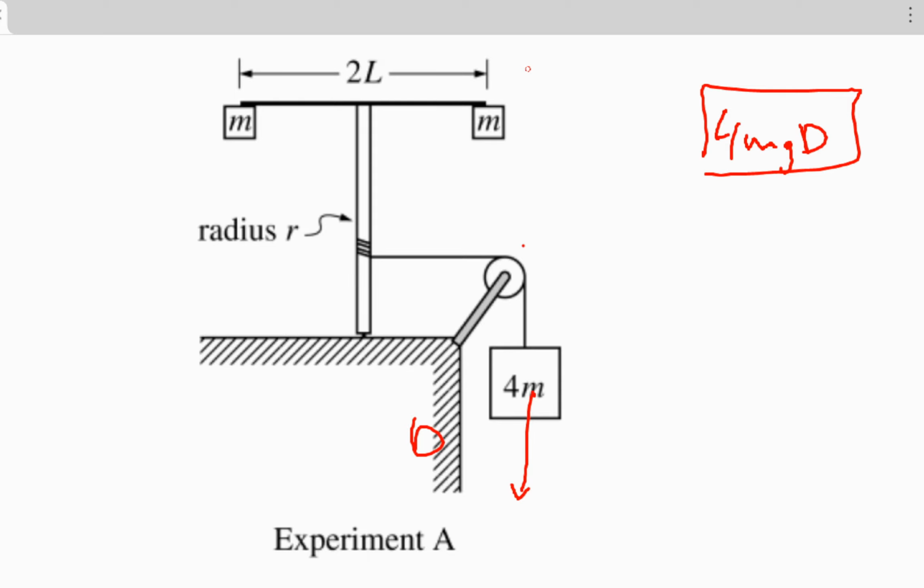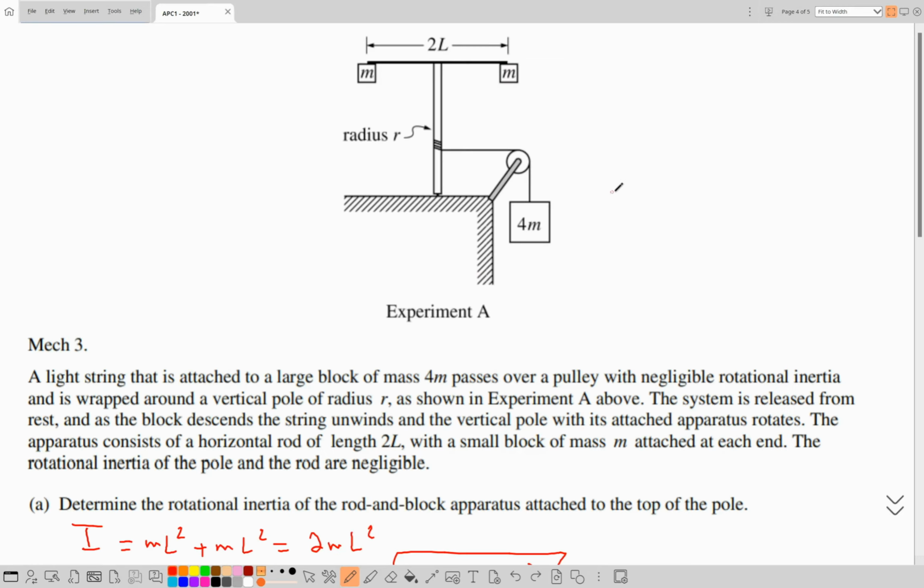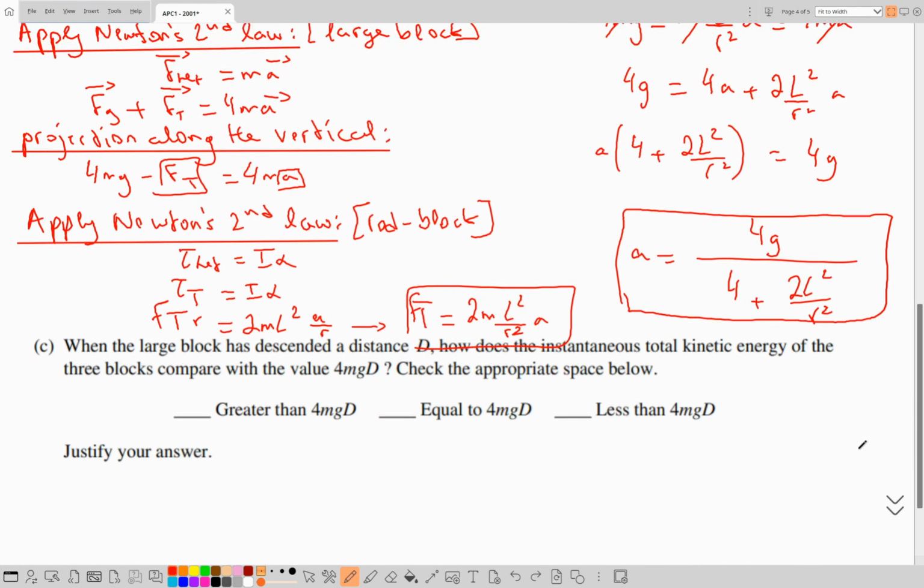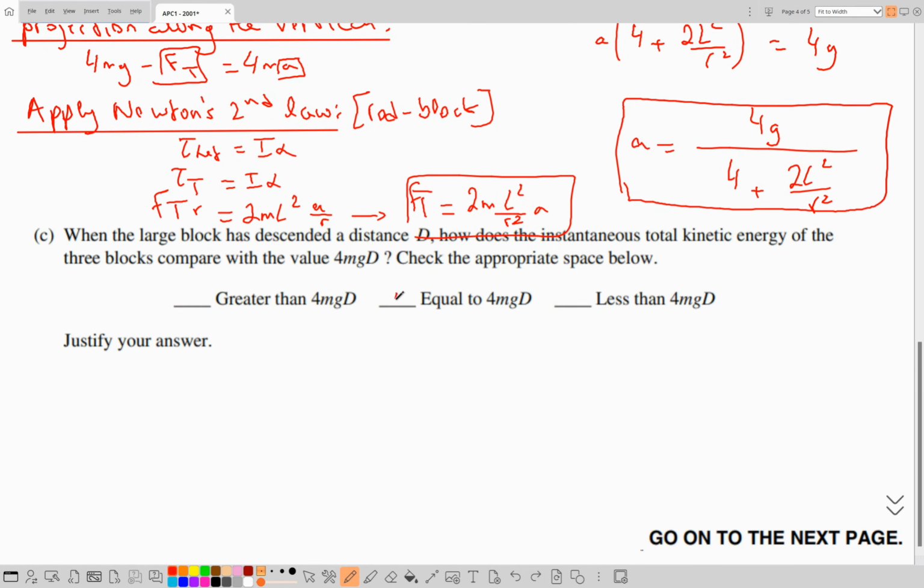Now if you notice carefully, we have kinetic energy stored in this block, and in this falling block. And as you can notice, none of them except for this one is changing in height. So all of them are rotating. Basically what we can say is that the gravitational potential energy lost due to the descending block is completely converted to the total kinetic energy of these two small blocks and the big block. For this reason, we will say it is equal to 4mgd.